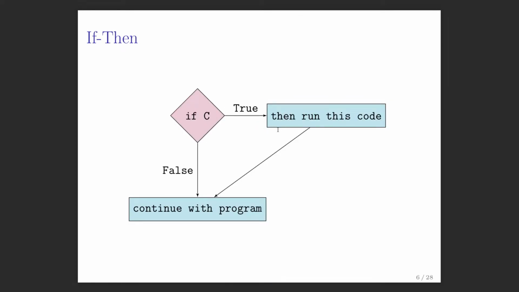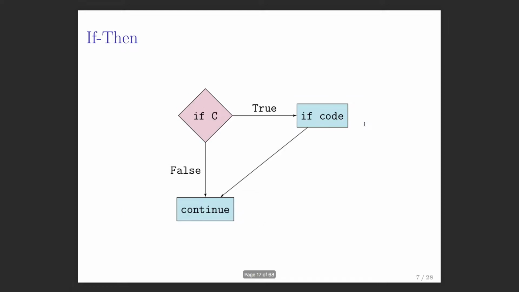Oh! So generally, we don't write this, then run this code. It's sort of implicit of rectangles that they contain code, right? So I can simplify this diagram to look more like this, right? If this condition is true, then run the if code. If the condition is false, then just continue with the program. So that's what I mean by continue, right? There's the rest of the program that you just go and execute.